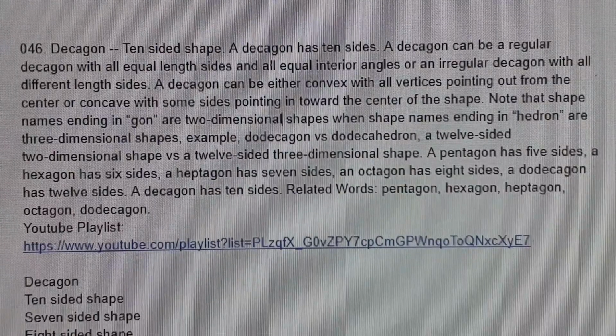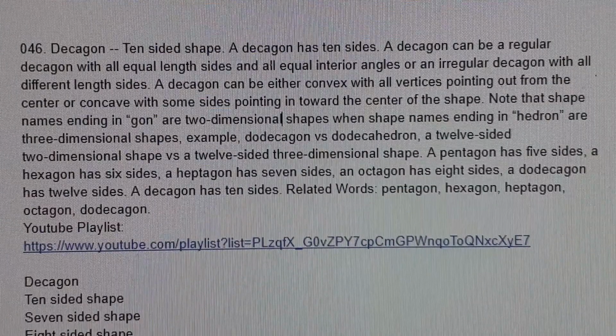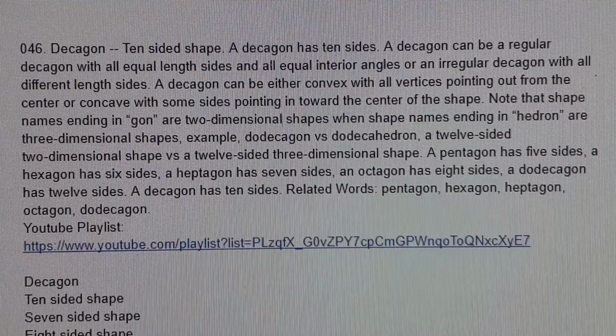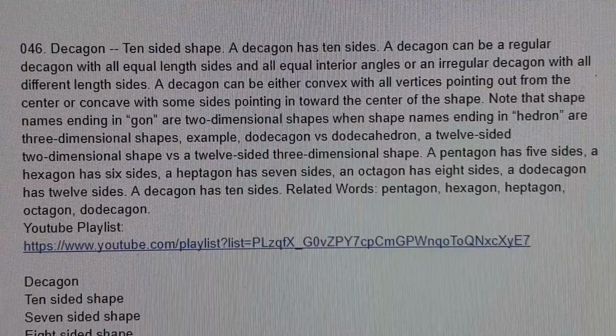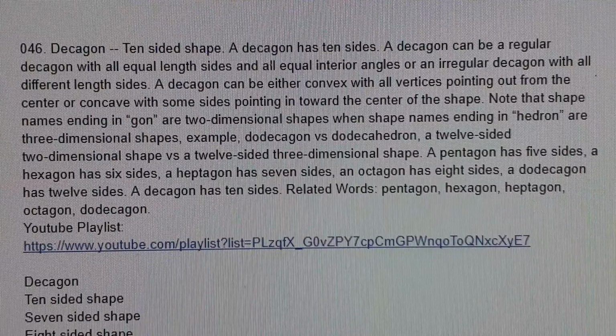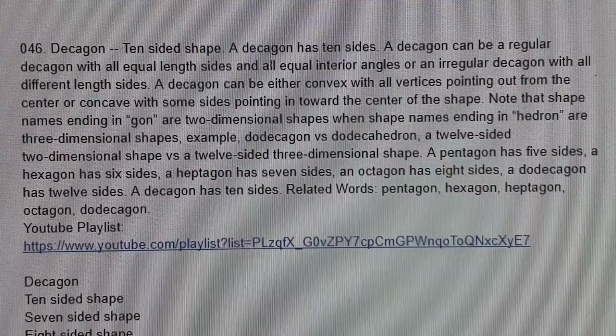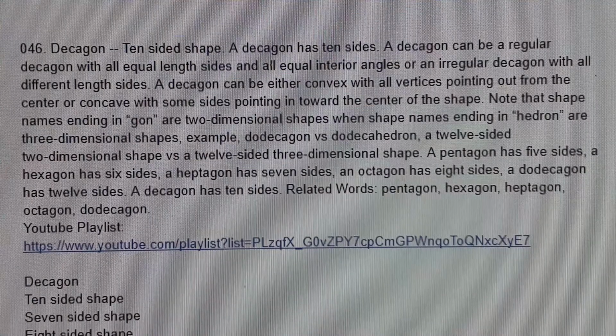Decagon, 10-sided shape. A decagon has 10 sides. A decagon can be either a regular decagon with all equal length sides and all equal interior angles, or an irregular decagon with all different length sides.